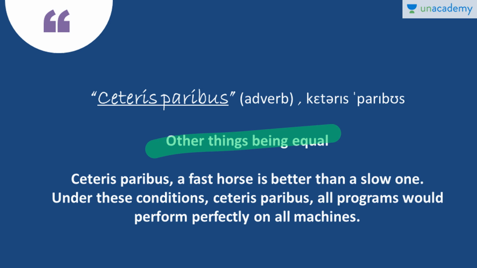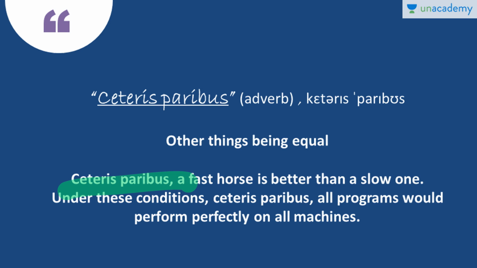Here I have two examples for this word. Let's start with the first one. Ceteris paribus, a fast horse is better than a slow one. Now obviously, what does Ceteris paribus mean? Other things being equal. If I assume all the other things equal, then obviously I can say that a fast horse is better than a slow one. The condition is that I assume all the other things are equal. That is how we use this word whenever we compare things and want other things being equal, and then make a comparison.